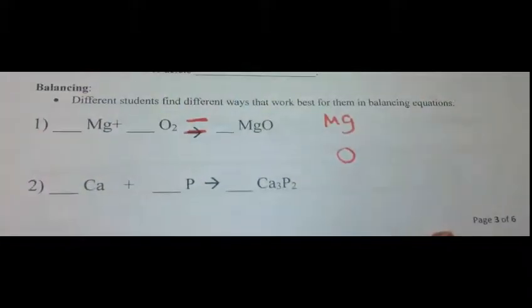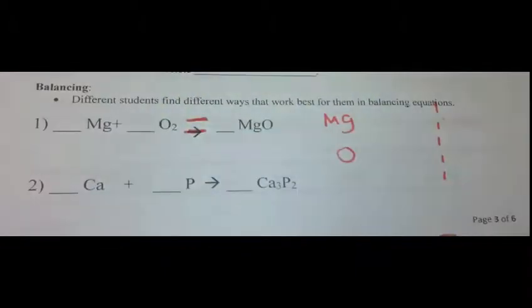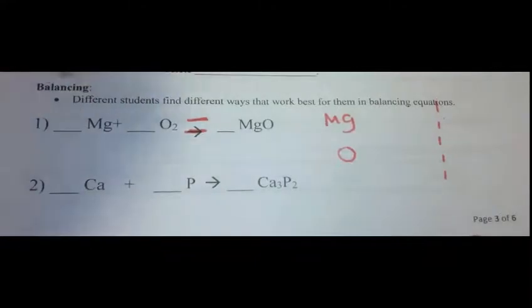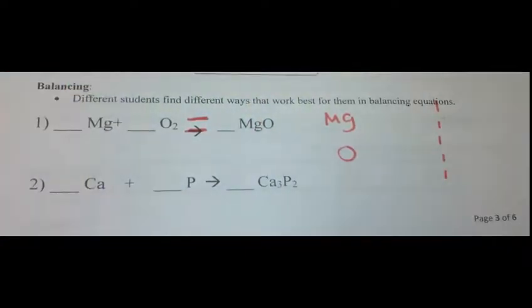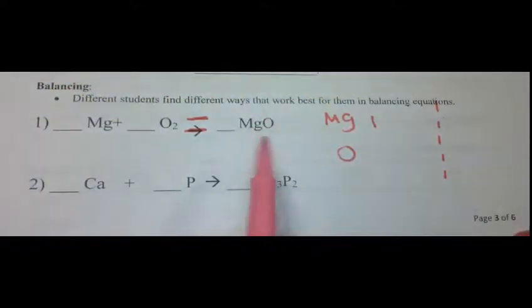So I'm going to write down an Mg, and an O, and then draw a little line. And then I want to just count on each side of the equation how many of each there are. What do I mean by that? I want to look at the reactant side and the product side and count how many of each element. So I've got 1 magnesium on the reactant side, and there's 1 magnesium on the product side. So far these are the same number, so I don't need to change this magnesium yet.